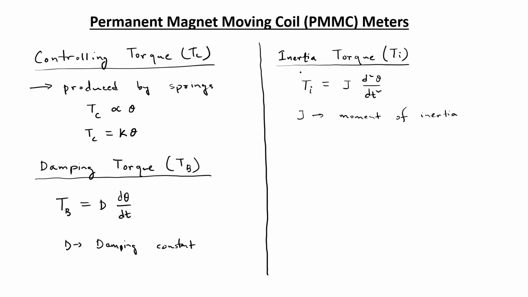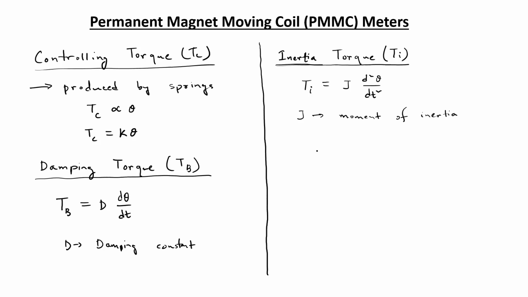Now the last type of opposing torque is the inertia torque, and it is normally defined in terms of the moment of inertia and the angular acceleration of the particular coil movement.